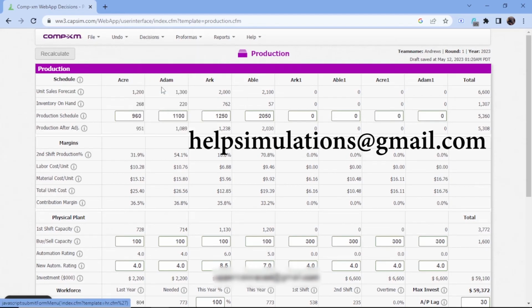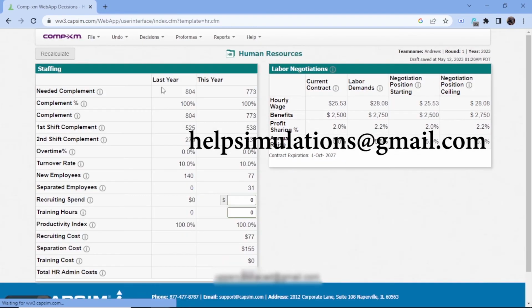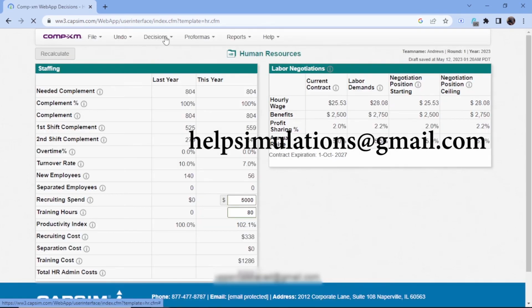So the next step is human resource. This is where you set your workers, your productivity index, your salary, and your training hours. For my recruitment spend, I normally give it 5,000, but you can give it 3,040, but I normally go for the maximum, so 5,080. For my training hours, I've given them the maximum of 80 because I want to increase my productivity.